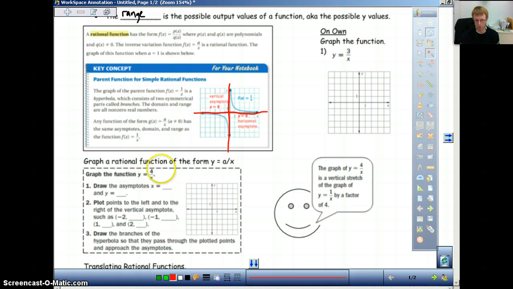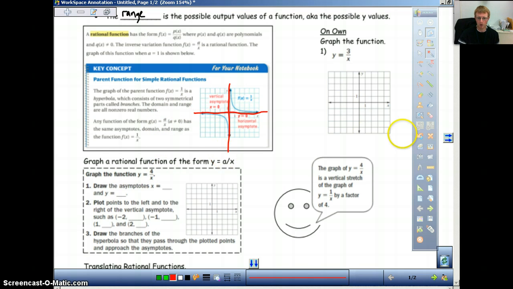Okay, so let's do something real simple. Let's just talk about a basic function. We have y equals 4 over x. How do we graph this? Well, your first step is to always figure out what your asymptotes are. Well, if it's 4 over x, it's not any different than what we have here. The asymptotes will stay the same. Anything that is a number over x, the asymptotes will always be the axes.